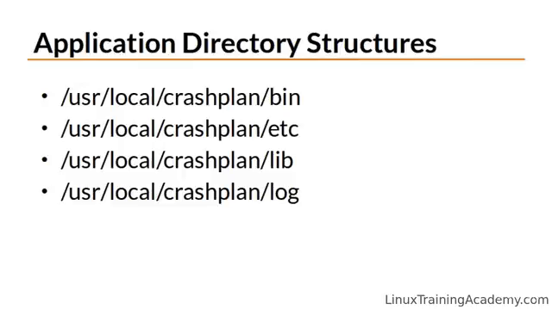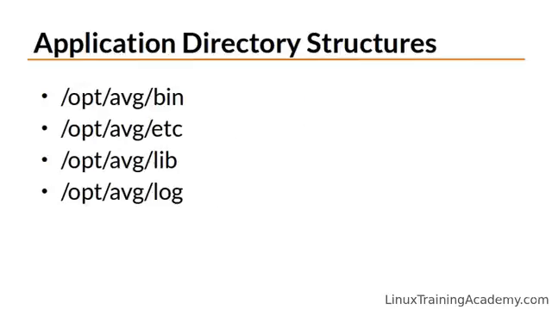And if you wanted to find the binary for this program, you would look in /usr/local/crashplan/bin. If you wanted to configure how the program behaves at runtime, you would modify configuration files that are located in /usr/local/crashplan/etc. If you wanted to see the log files that the program is generating, again, look in /usr/local/crashplan/log. We've already talked about how applications can be installed in /opt. AVG is antivirus software. It's not bundled with a Linux operating system, and this particular application installs in /opt/avg.